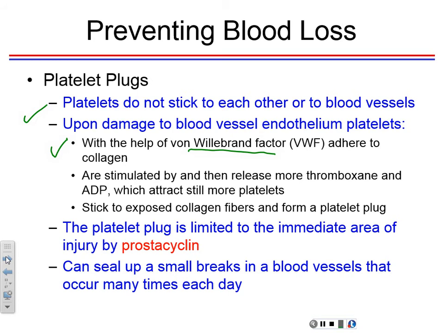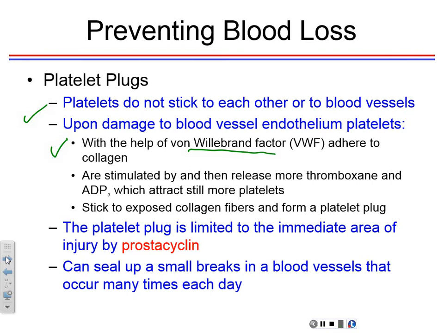They secrete ADP and thromboxanes. ADP, adenosine diphosphate, and then thromboxanes, which then excite other platelets, which then release more ADP and thromboxanes. Once they become activated like that, then the fibrinogen receptors are activated. Okay, fibrinogen receptors will cause them to attach to other platelets, which then forms the plaque.